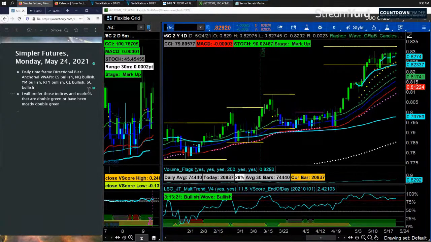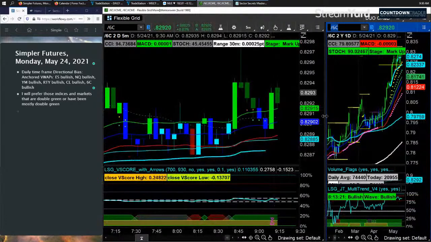All right. So again, determining what will give us cleaner setups based on the daily. We haven't even looked at the 1 minute yet. So here we go. The daily time frame is set.